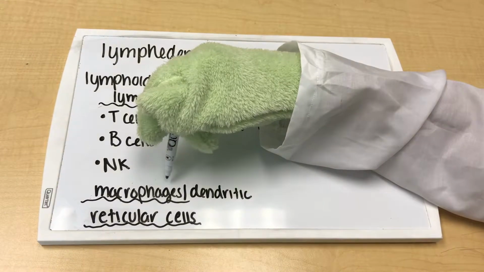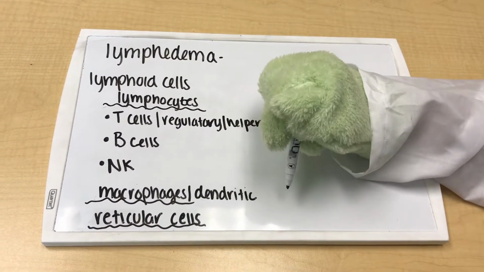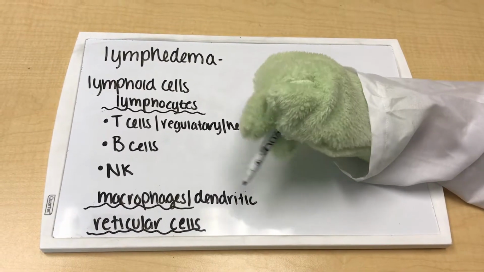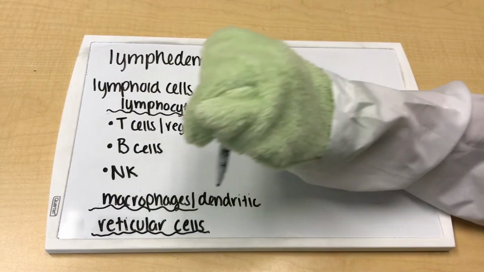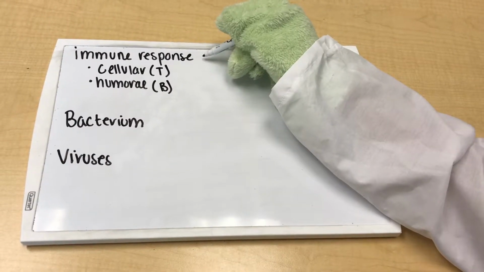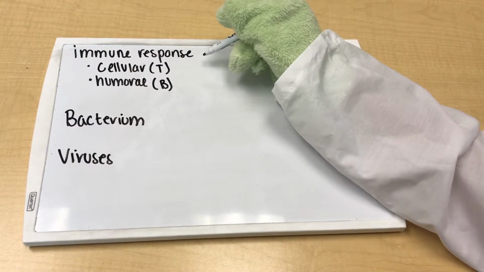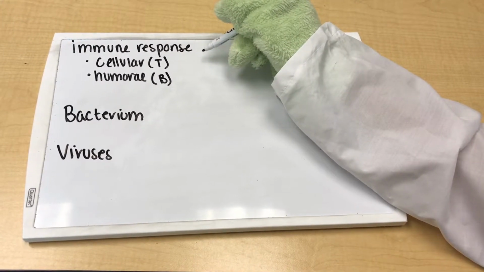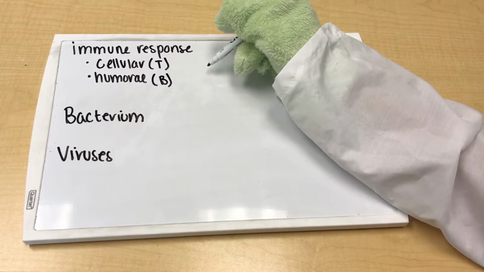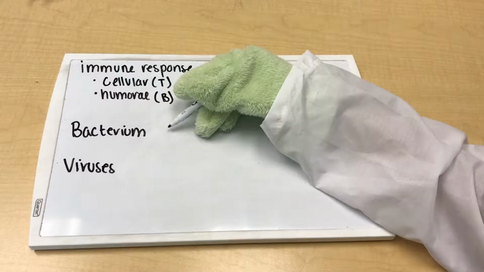Macrophages eat other cells. Dendritic cells are a type of macrophage found in the lymphoid tissue. Reticular cells form a network that makes up the structure of a lymphoid tissue. Cellular immunity is immunity caused by direct contact with some type of T cell. Humoral immunity is immunity caused by production of antibodies by B cells.